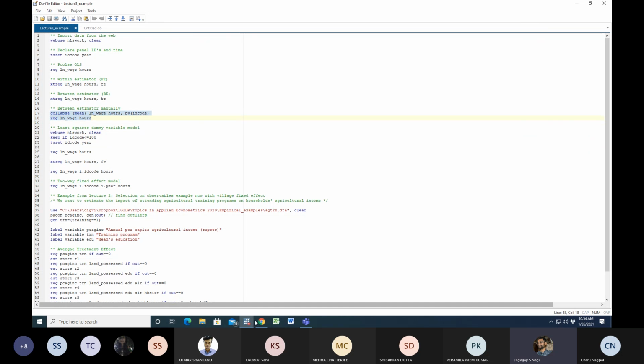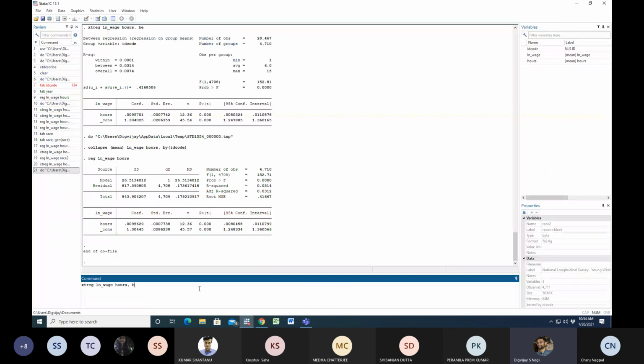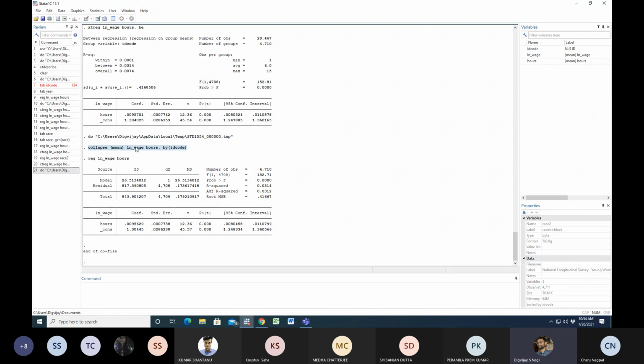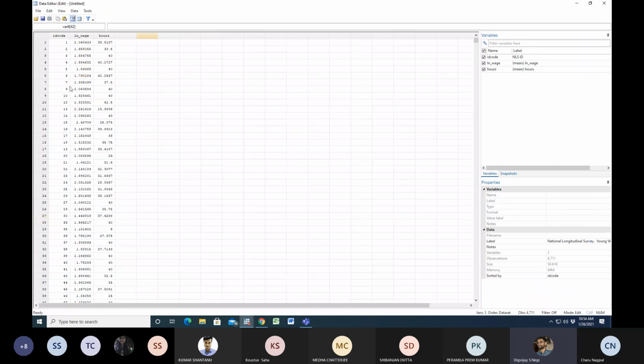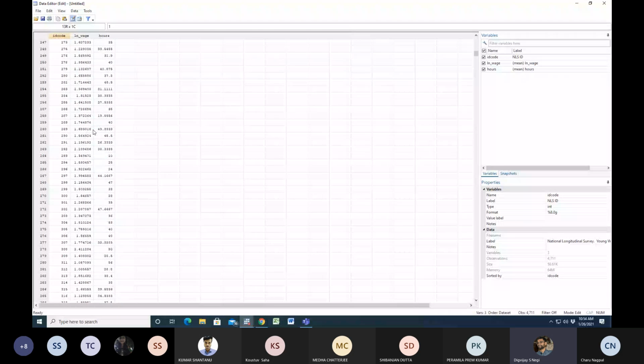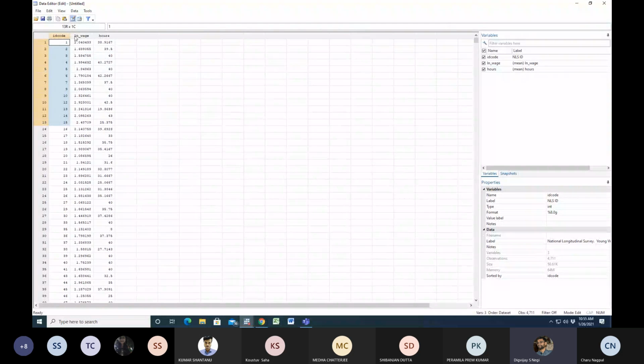So let me do this. Notice what has happened now. When I did collapse mean log wage work hours by ID code, I am saying calculate the averages of wages and work hours for each individual over time. If we look at the data, we just have the ID; the time dimension has gone because we have averaged over it. So this has now become a cross section where we don't have a time dimension. But these are average wages and average work hours over time periods for each individual.